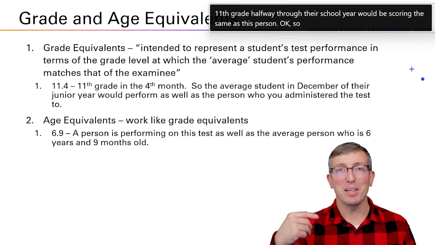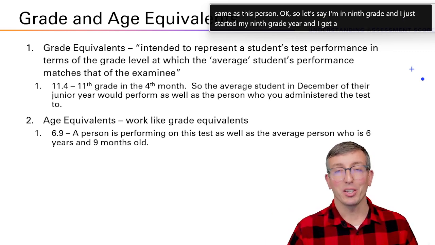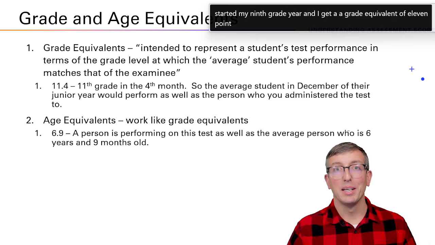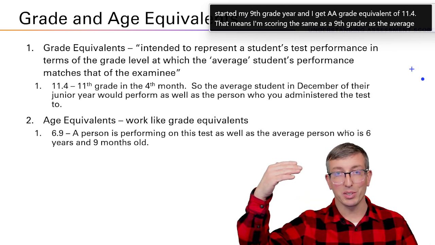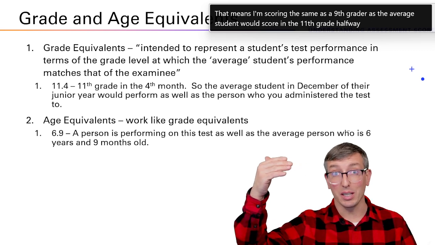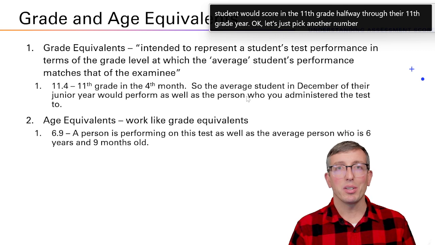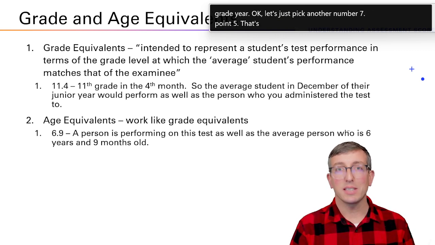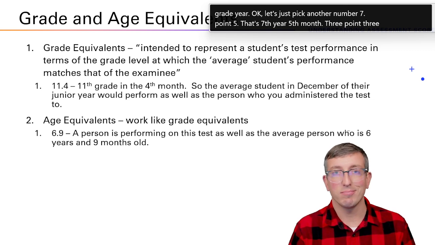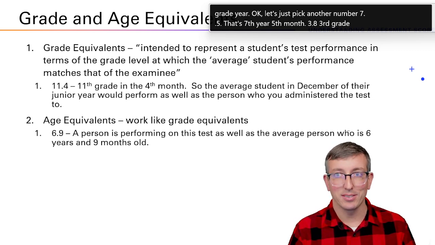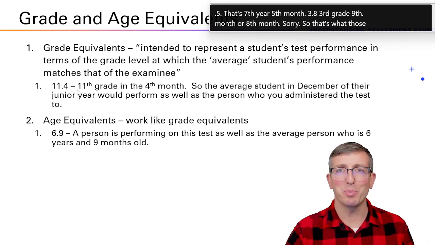Okay, so let's say I'm in 9th grade and I just started my 9th grade year and I get a grade equivalent of 11.4. That means I'm scoring as a 9th grader the same as the average student would score in the 11th grade halfway through their 11th grade year. Okay, let's just pick another number, 7.5. That's 7th grade, 5th month. 3.8, 3rd grade, 8th month. So that's what those numbers mean.